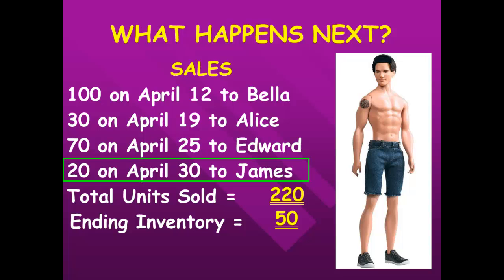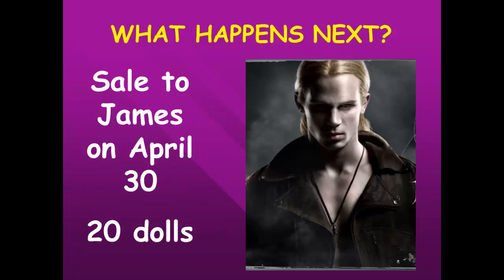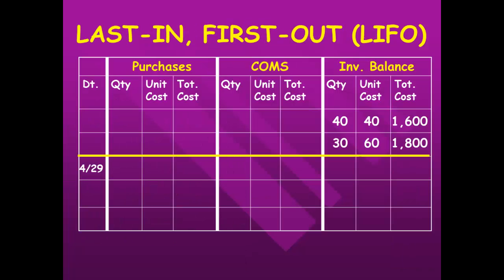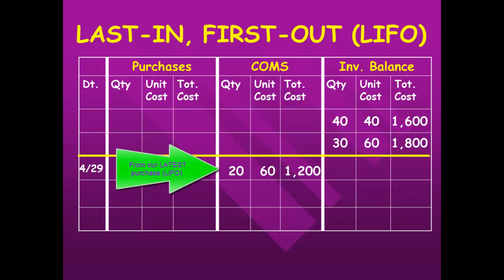Date-wise, what happens next? I'm going to sell 20. So on the 30th, I'm going to sell 20. Using LIFO, where would you assume those units came from? Okay, the 30 at 60. I'm going to take just 20 of them because that's all that I need. I'm going to take 20 at 60.